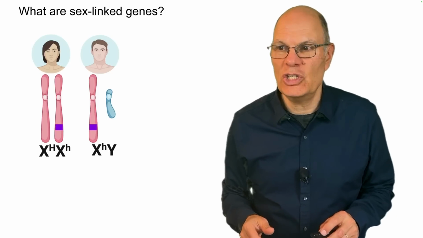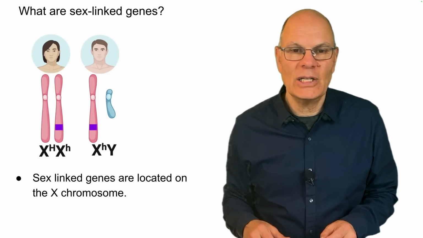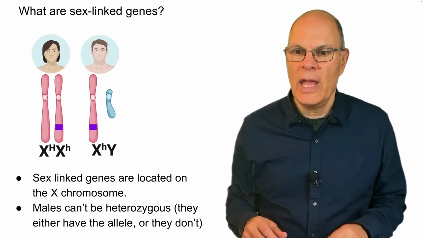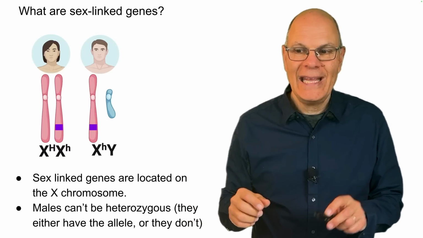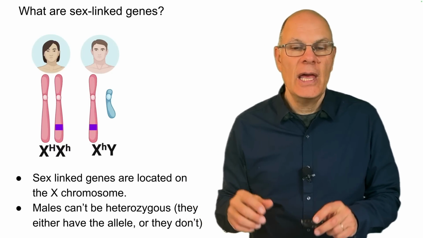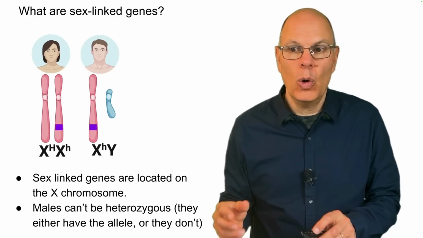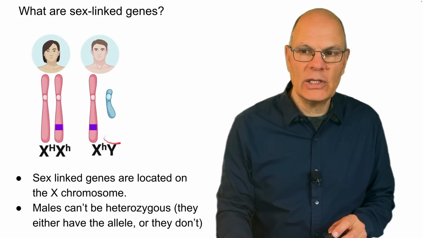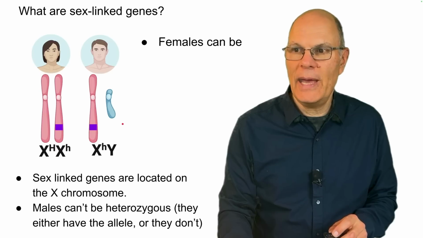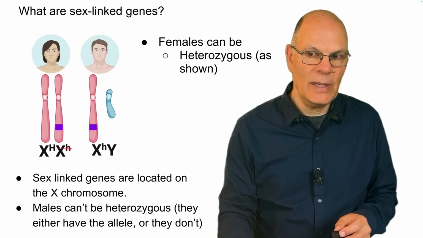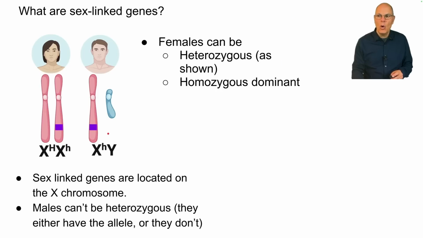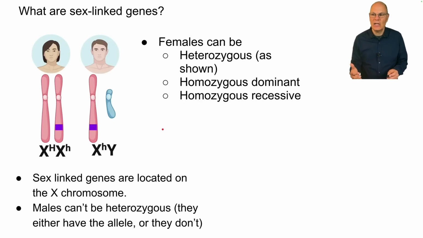What are sex-linked genes? Sex-linked genes are located on the X chromosome. Males, because the genes are located on the X chromosome, can't be heterozygous. They either have the allele or they don't. So the whole heterozygous, homozygous thing doesn't apply to males. But females can be heterozygous, as shown. In this case, it's X big H, X little h, a heterozygote. Or they could be homozygous dominant, X big H, X big H, or they could be homozygous recessive, X little h, X little h.